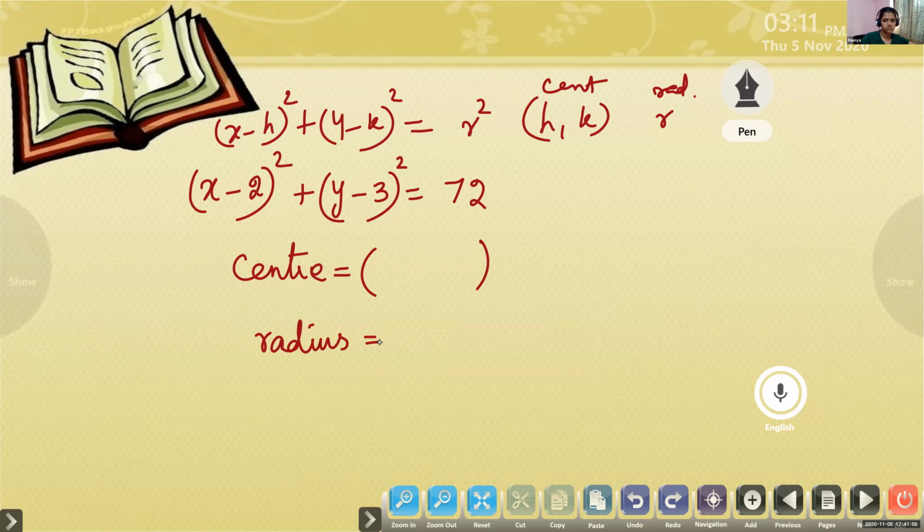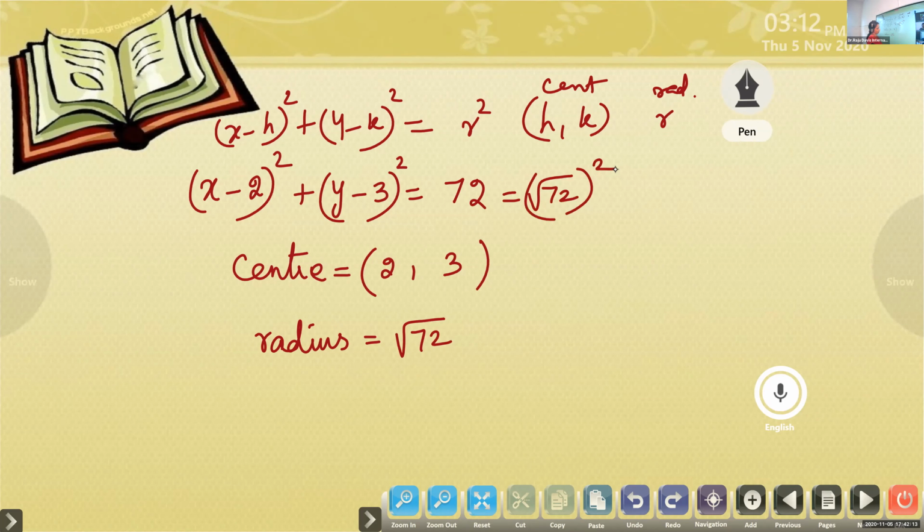The center is 2, 3. Yes. Aishwarya, what is the radius? Root of 72. Okay, 72 can be written as root 72. Is it possible to simplify it? You can write root 72 as 6 root 2. So the radius is 6 root 2.